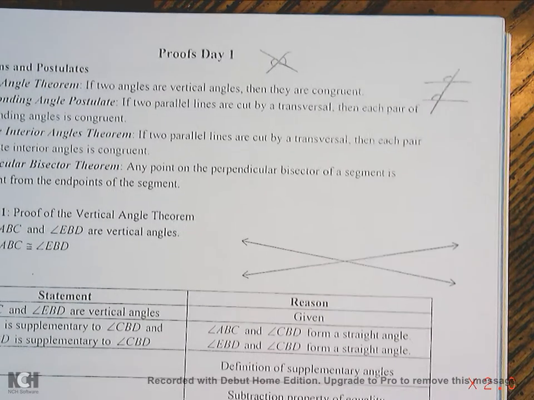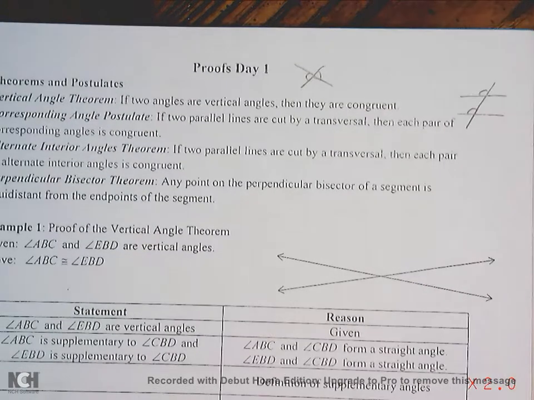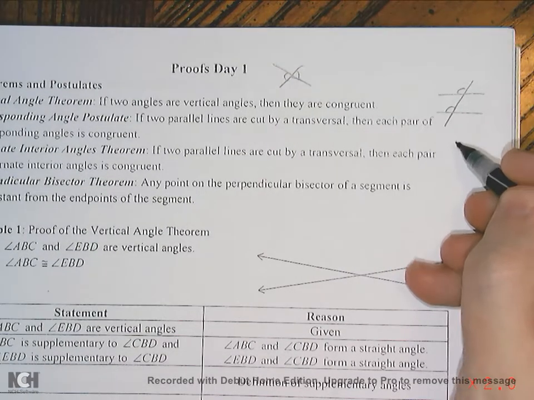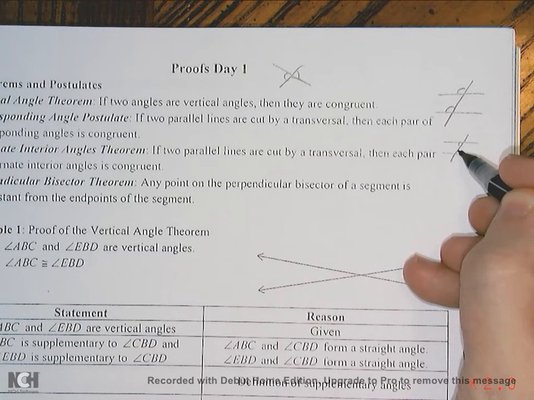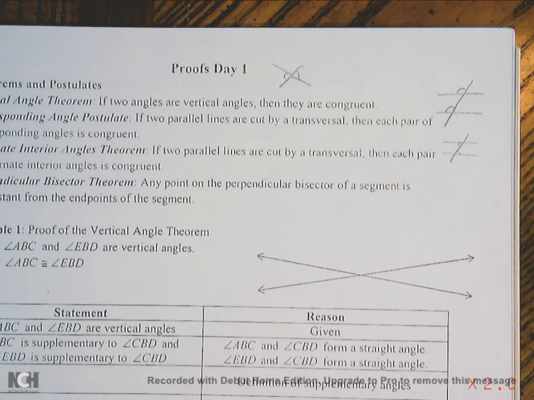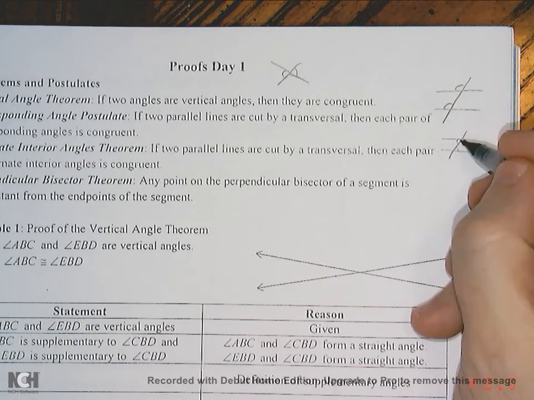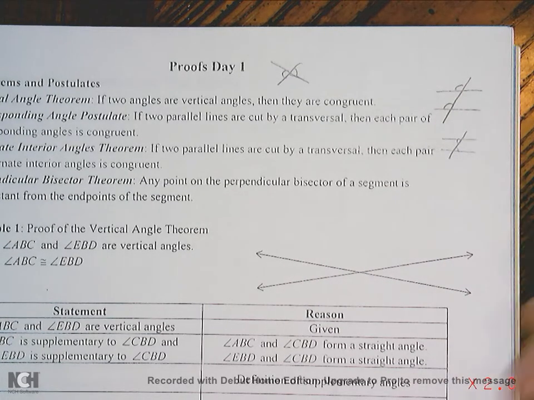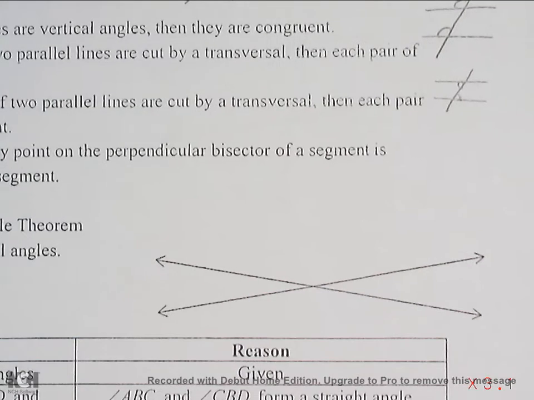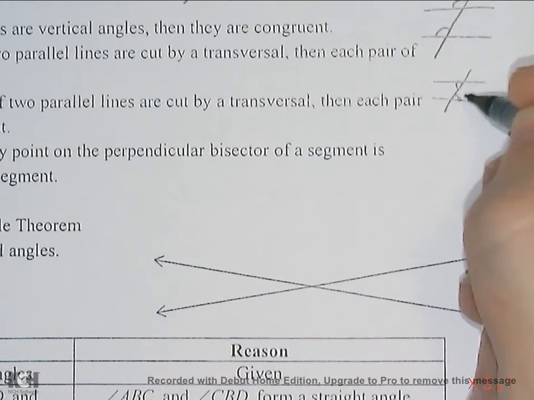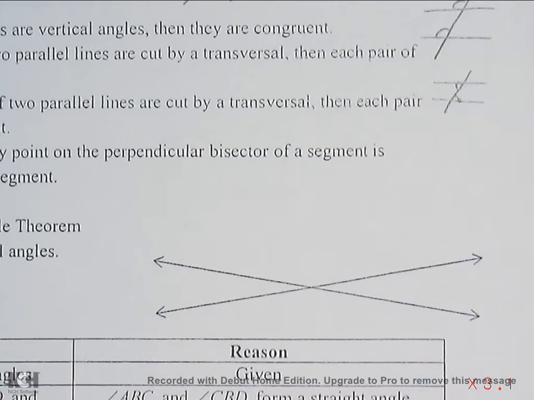Okay? Alternate interior angles, same idea with parallel lines with a transversal. Those are inside the parallel lines on opposite sides, on opposite intersections of the transversal. Let me zoom in a little bit so you can see what I'm doing. Okay, so that's an alternate interior angle, right? Other side, other intersection of each transversal.